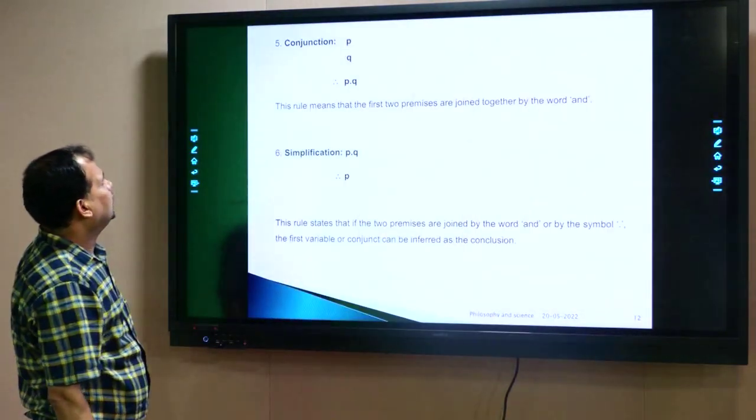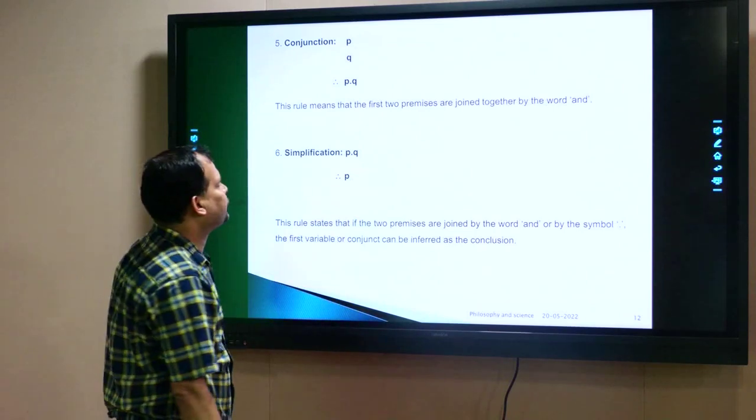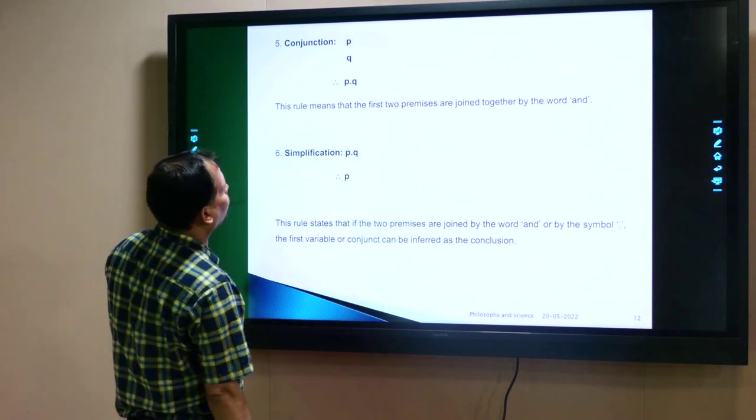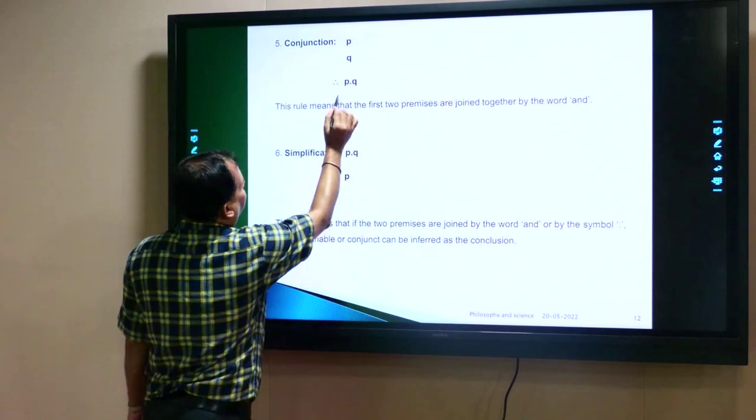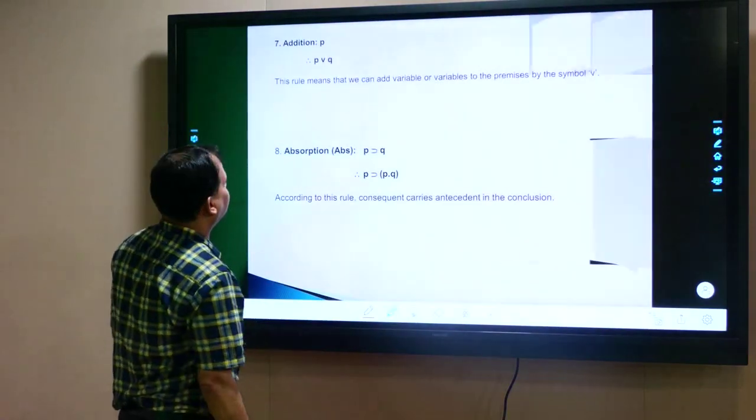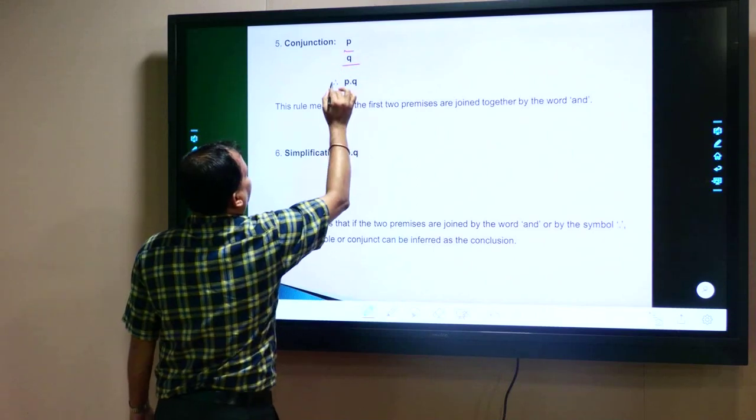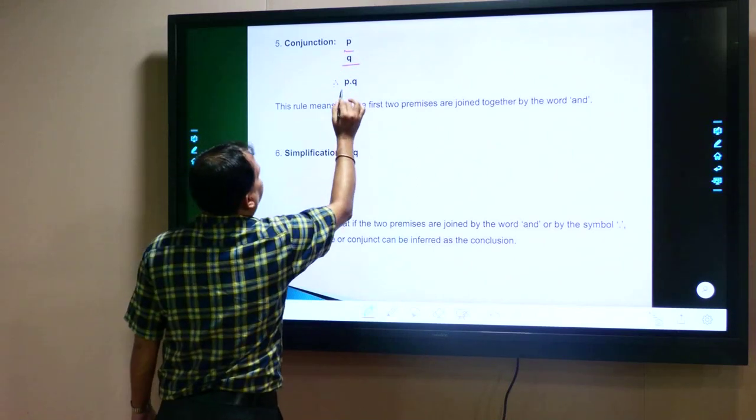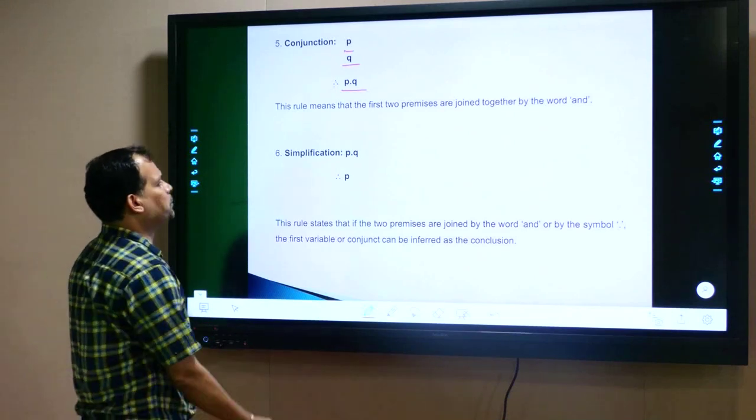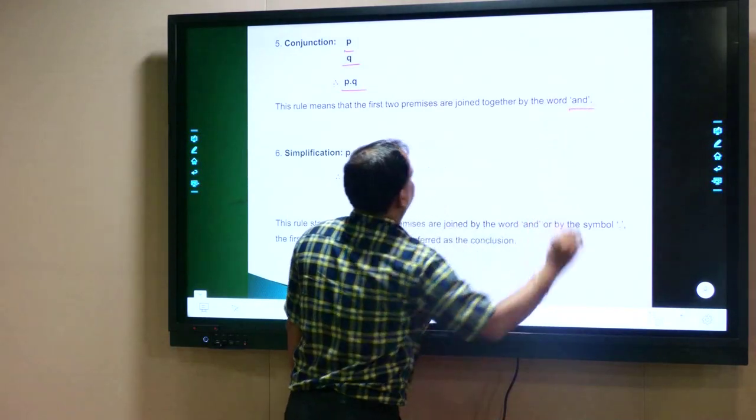You see, the next rule of inference, that is conjunction: P, Q, therefore P dot Q. You see there, learners? P, Q, and therefore P dot Q. This rule means that the two premises are joined together by the word AND.